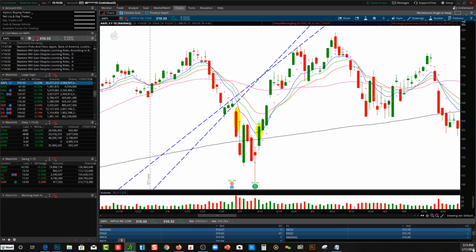Now, when you're doing shorting, it's not as complicated as many new traders think. You're just doing the inverse. So you would sell the bid and then buy the ask.